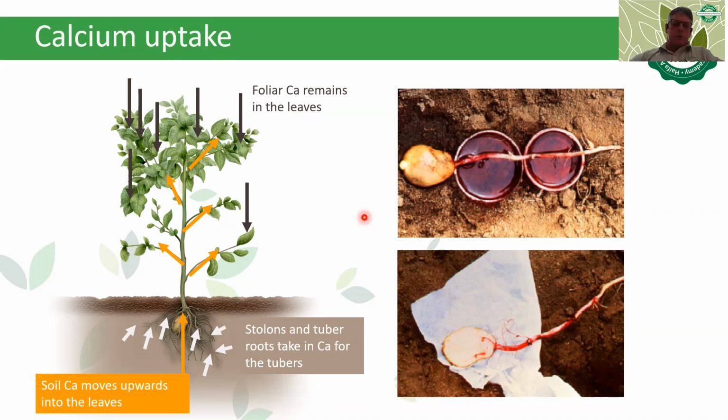So it's something important. Calcium is not mobile through the phloem, and there's no point in applying it as a foliar thing. And on the right here, you can see how they've dyed the calcium, and you can see how the dye moves through and into the stolon as an example.